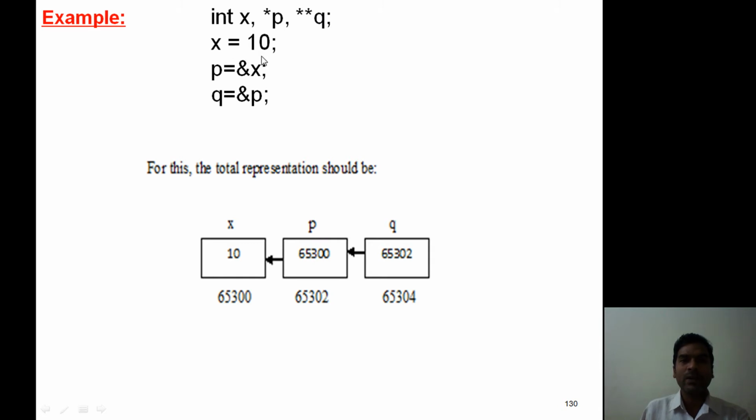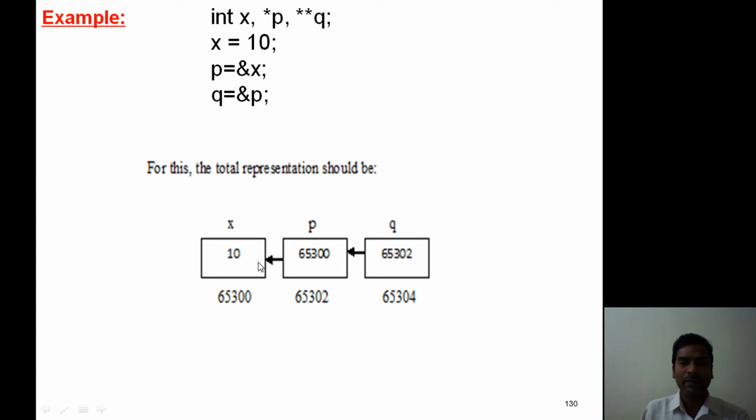Now x equals 10. Now p equals ampersand x, since p is capable of holding the address of an ordinary variable. Now q equals ampersand p. Here q is capable of holding the address of a pointer variable.